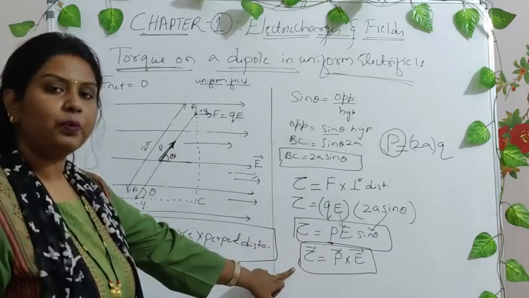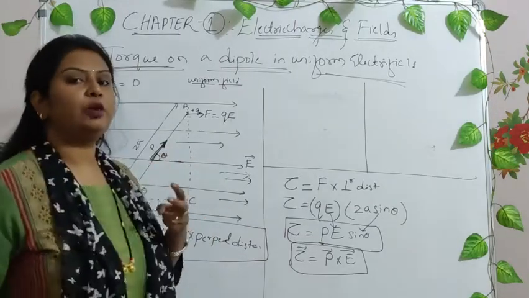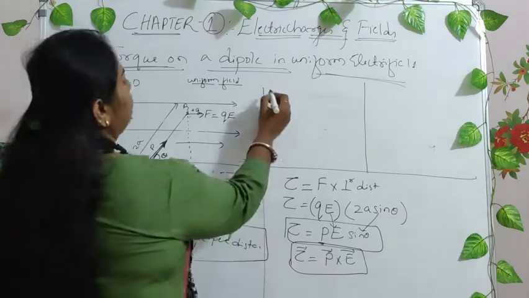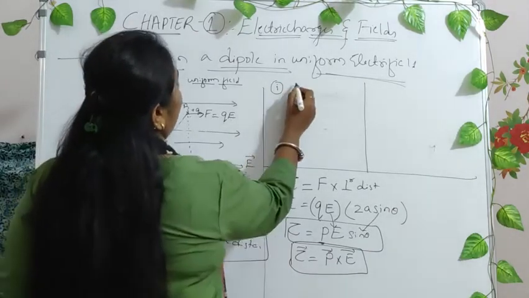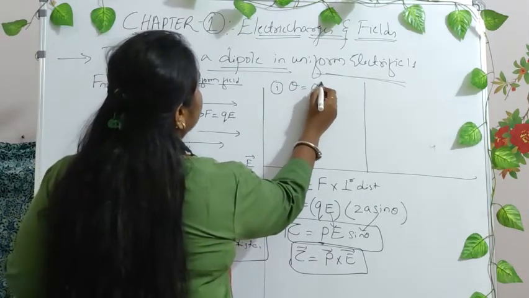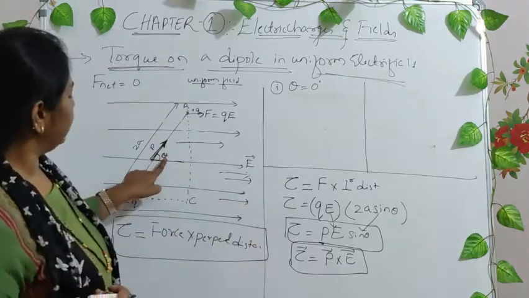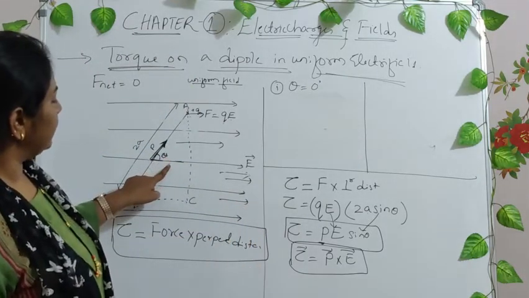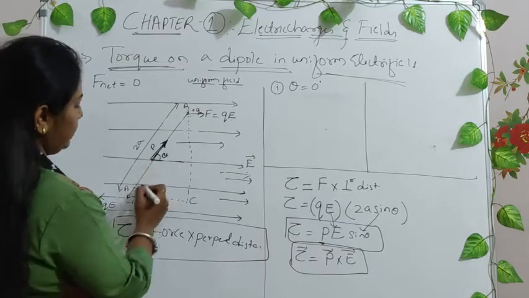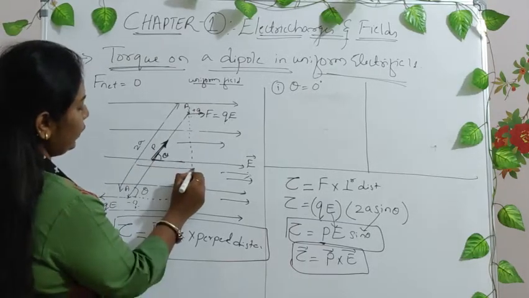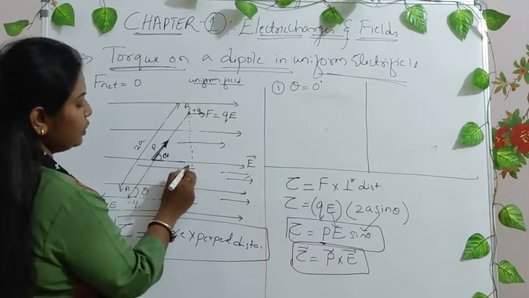Is this clear now, right? Now here you have two special cases. The very first case is, what if theta is equal to 0 degrees? If theta is 0 degrees, then what does it mean? This dipole has to be aligned in this way so that theta is equal to 0 degrees.